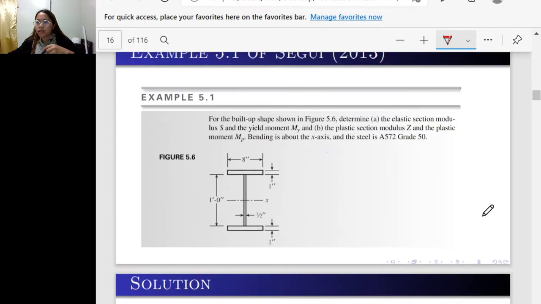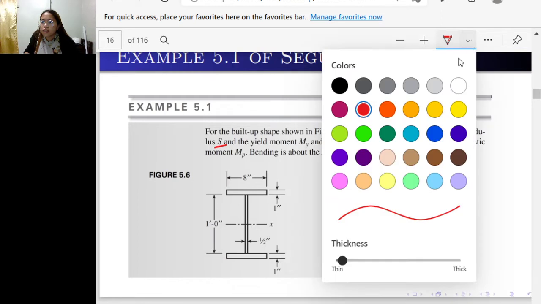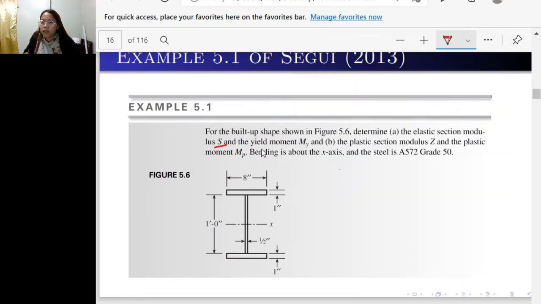So we have this example. Let's try to answer this example. For the built-up shape shown in figure 5.6, determine the elastic section modulus S and the yield moment M sub Y, and the plastic section modulus Z, and the plastic moment M sub P.